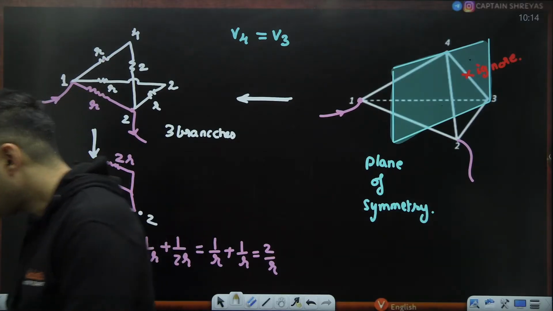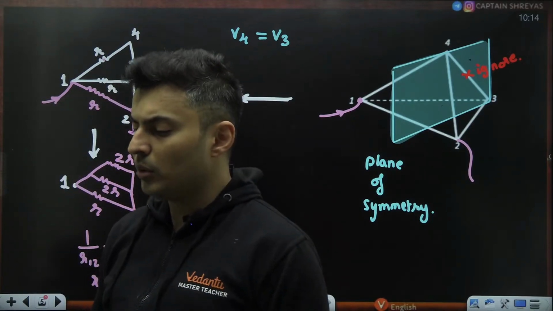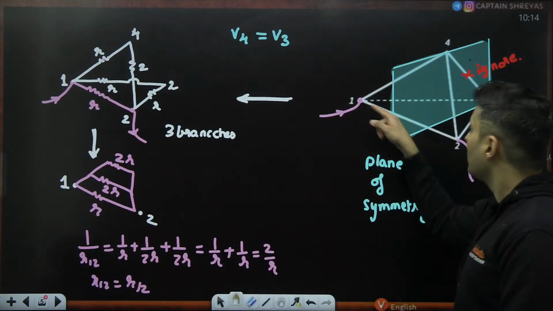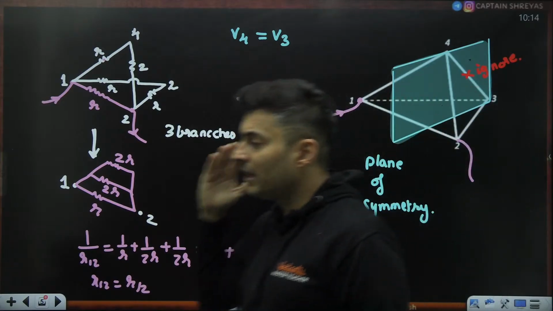Doing it by Kirchhoff's loop law, can we do it? Yes, you can do it, but it will be much lengthier because there are so many branches. 1, 2, 3. Here also there is splitting. It will be a very difficult problem.